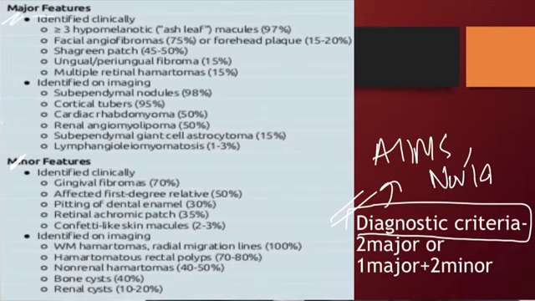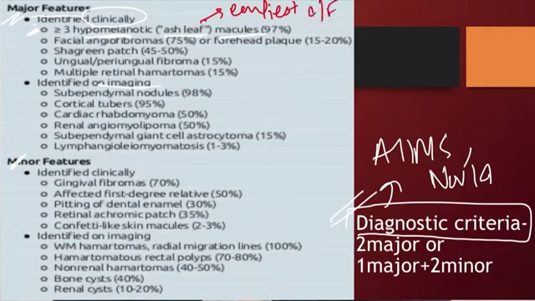First of all, the major features. It has been divided into two: the features which can be identified clinically and the features which are identified on imaging. So what are the clinical, or firstly the cutaneous, features? First, most important are the ash leaf macules. These are hypomelanotic, that is hypopigmented, macules, flat lesions on the skin, and there need to be three or more to be included as a major feature. It's important to know that this is the earliest clinical symptom of tuberous sclerosis, which presents in the first decade. So this is one important fact.